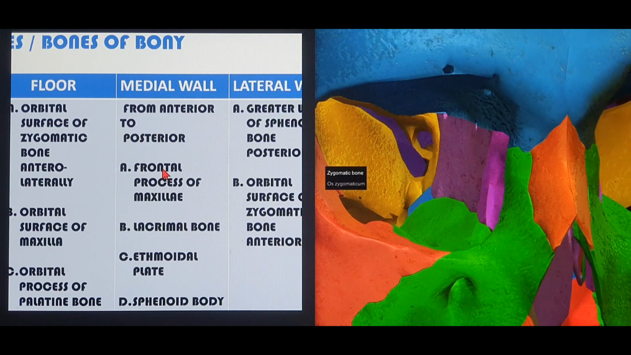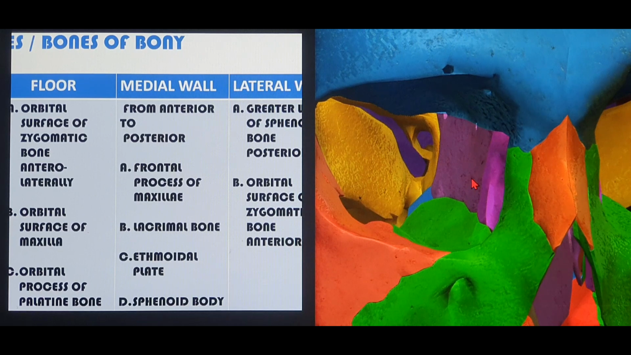So the most anterior is the frontal process of the maxilla. Now, as you can see over here, the structure which you can see in the green is all maxilla. So the frontal process of the maxilla is this one, right over here. That's the most anterior medial wall. Then posteriorly, immediately we get the lacrimal bone. Now the thing which you can see over here is the lacrimal bone, as the labeling suggests on the screen.